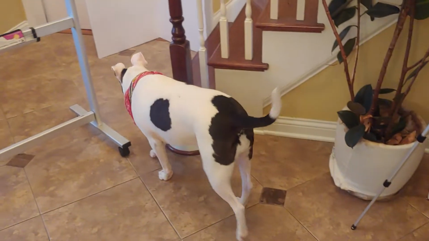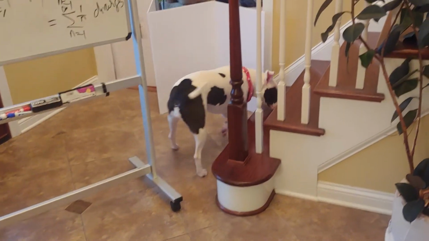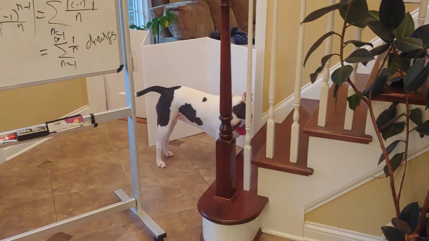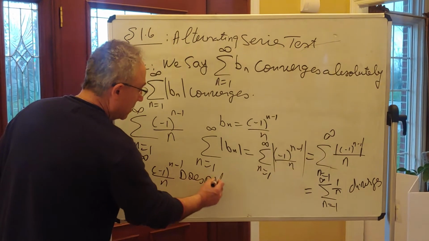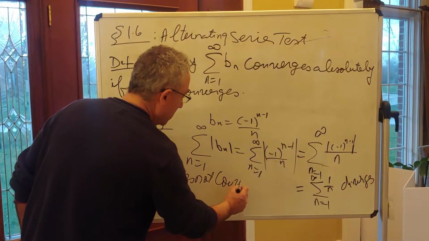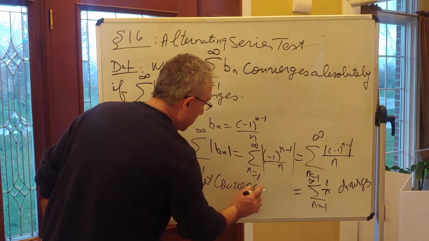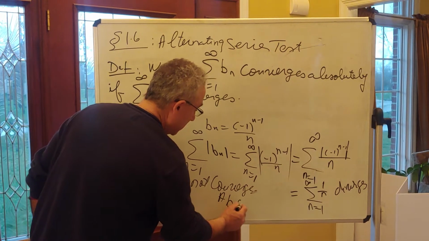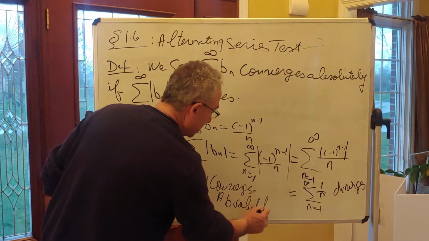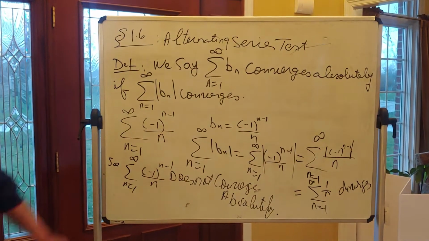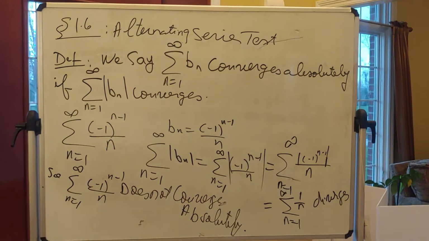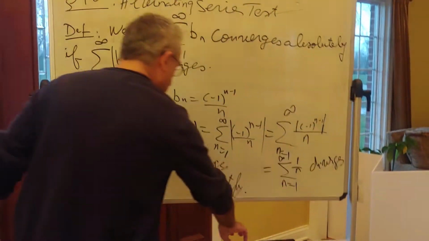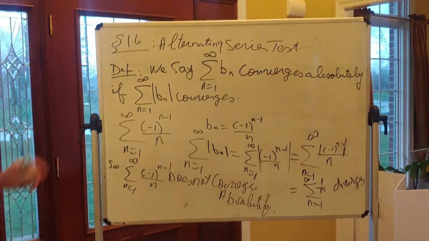So the sum from n equals 1 to infinity of minus 1 to the n minus 1 over n does not converge absolutely. Okay? So that series does not converge absolutely. All right. I'll give you some time to copy this down.